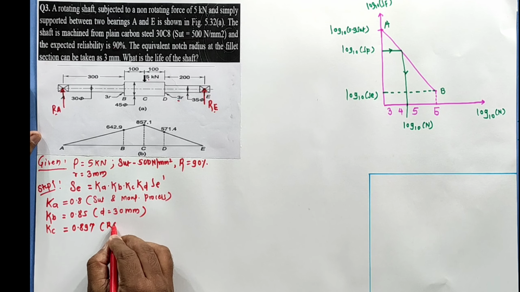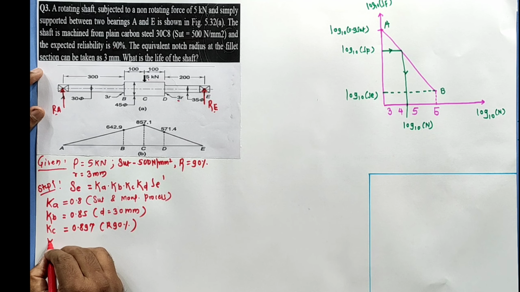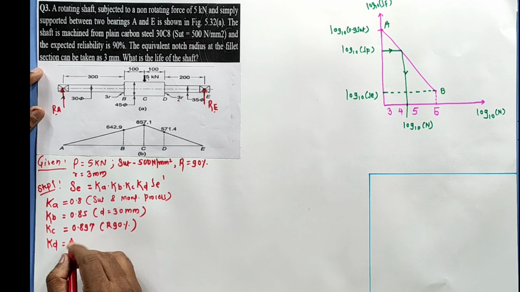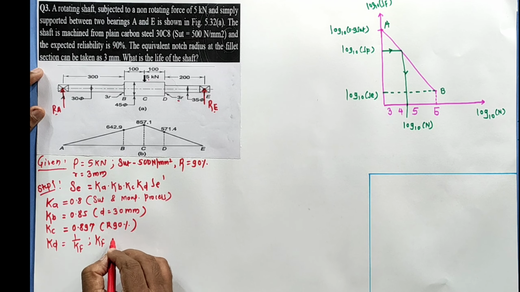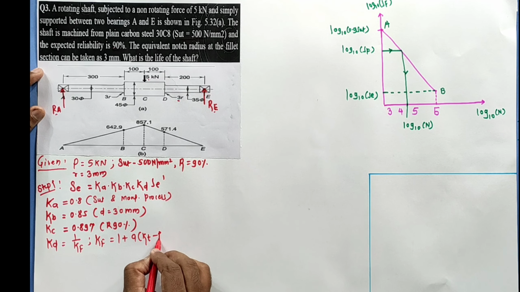0.897 for reliability of 90%. Correct? Then kd is nothing but 1 by kf. And we know kf is equal to 1 plus q into kt minus 1. Is that clear?